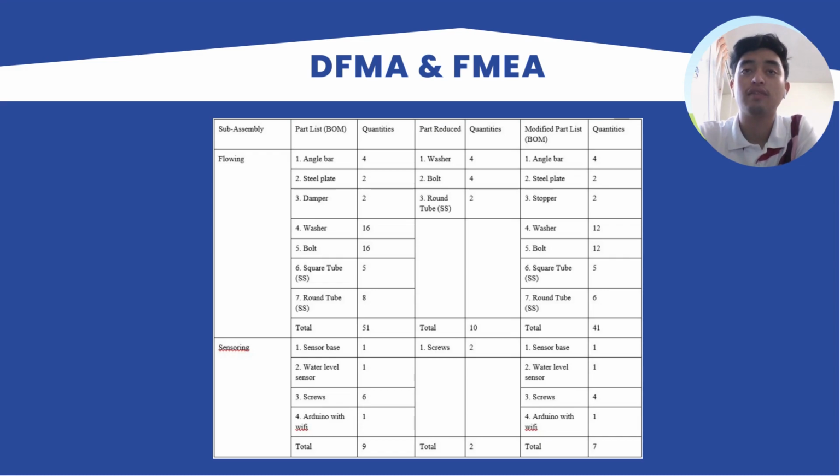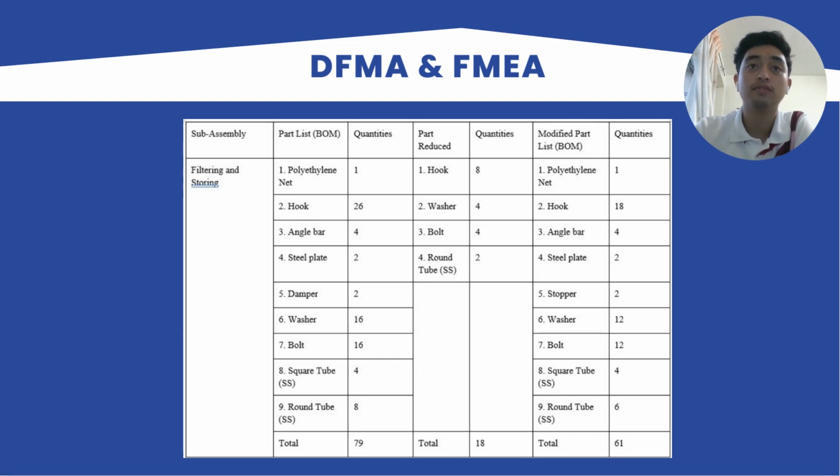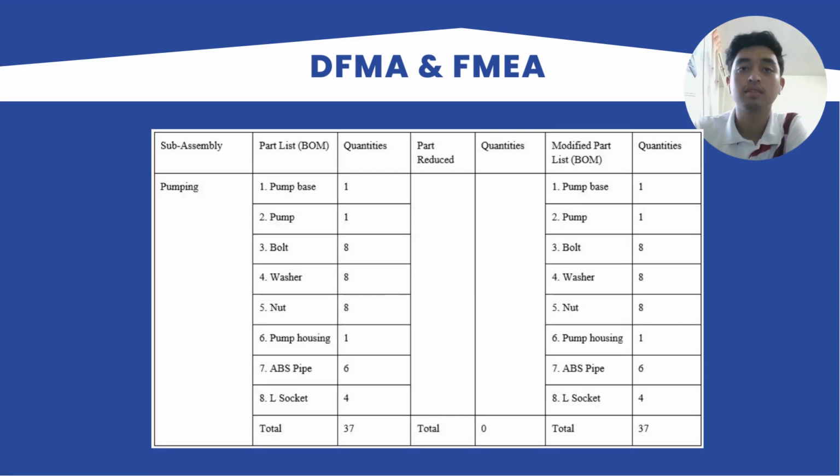For the FMA and FMEA, this is the table for the materials being used, categorized according to their sub-assembly, and it also shows the parts we are able to reduce. This table is the continuation from the previous table, and as you can see for the pumping, we are not able to reduce any parts, because by reducing any parts from here, we would disturb its performance and the strength of the product itself.